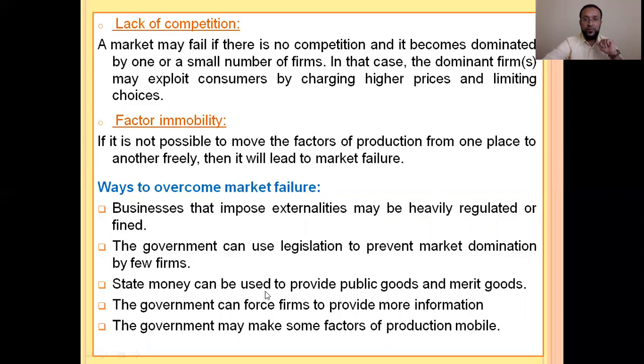Next is the government can force firms to provide more information. This is the common tendency of the firms to hide information from the consumers. So in that case, the government will introduce new and strict rules so that firms abide by the rules to provide information to the consumers. Lastly, the government may make factors of production mobile when they are immobile. If factors of production are immobile, it will lead to market failure. So the government can make the factors mobile so that firms can easily move the factors of production from one place to another place and from one use to another use. This is how the government can help to overcome the market failure.